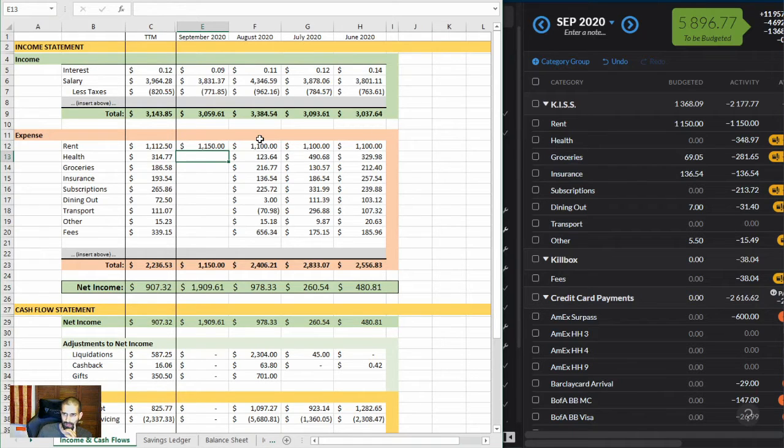$11.50. Health. $348.97. $281. $165. Oh my God. Insurance.